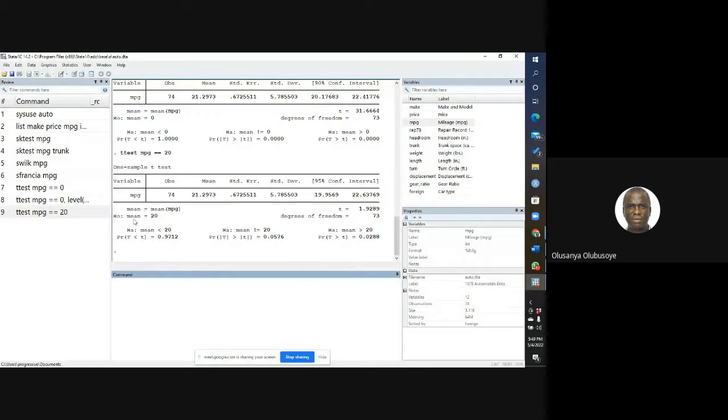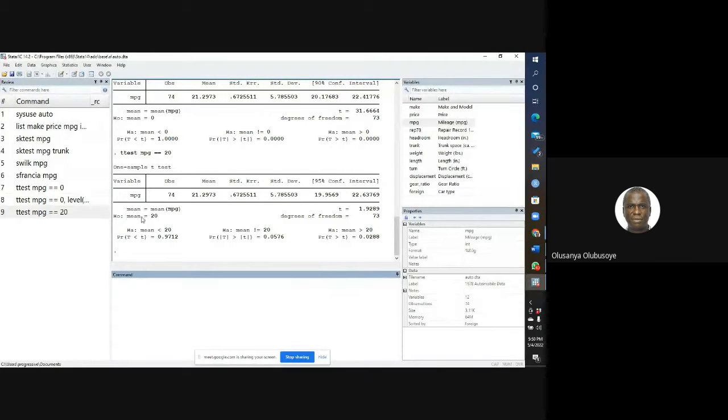So the null hypothesis that we are testing here is that the population mean is equal to 20. So in this case, with this p-value, we accept that null hypothesis. Whereas in this case, we reject that null hypothesis. You simply need to compare that p-value with your alpha value.